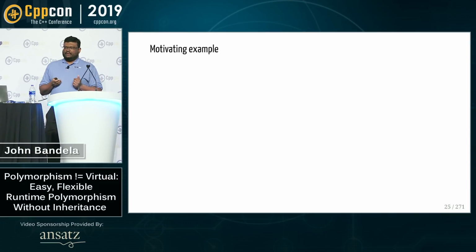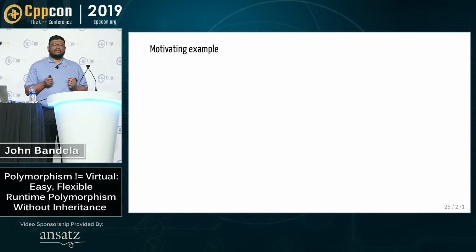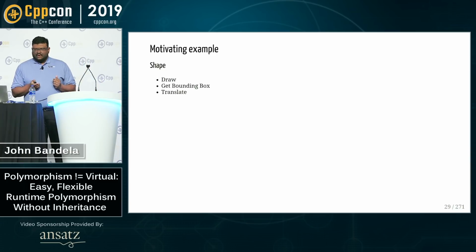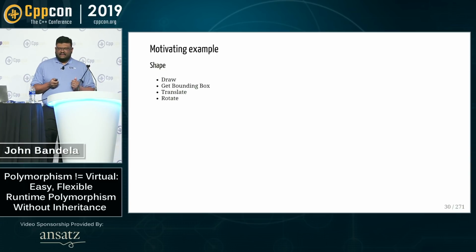So let's give an example. This example will be with us throughout our talk, and we will implement this in different ways. Let's say we have a shape, and we can draw the shape. We can get the bounding box. We can translate it, and we can rotate it.